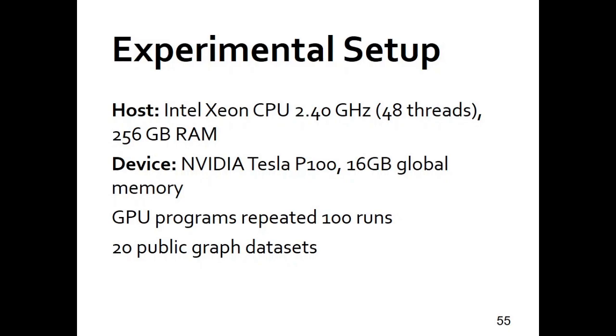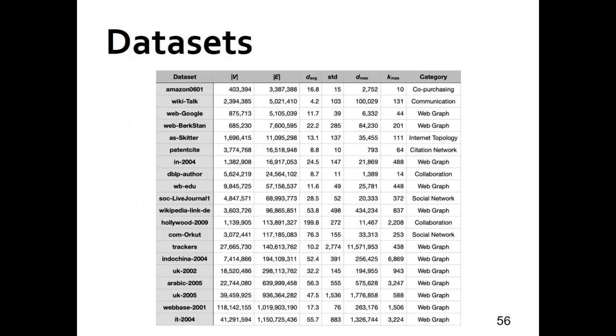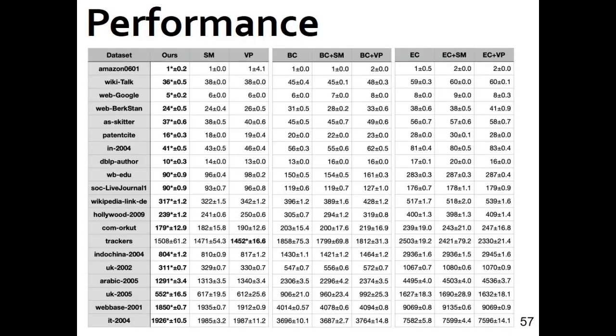We ran our experiments on a host with 2.4 GHz and 256 GB RAM. Our device is an NVIDIA Tesla P100 GPU. It has 16 GB of global memory. We worked with 20 public graph datasets and repeated the GPU program 100 times and reported the averages. The selected datasets are of different sizes and categories. We tested pretty large graphs of up to 100 millions of vertices and billions of edges.